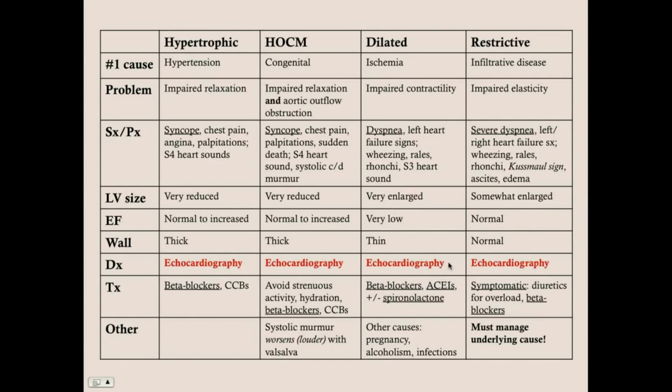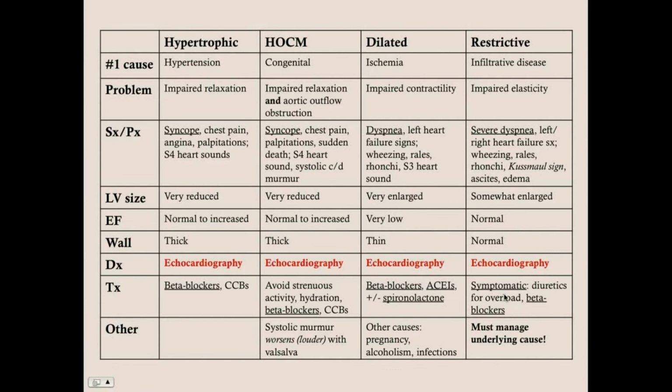For dilated cardiomyopathy, we want to increase our ability to pump, so we want to reduce the systemic vascular resistance, and we do that with beta blockers, ACE inhibitors, and spironolactone we can add on later on. With restrictive cardiomyopathy, we just treat this symptomatically. We'll use diuretics if the patient becomes volume overloaded. Beta blockers can be good as well.